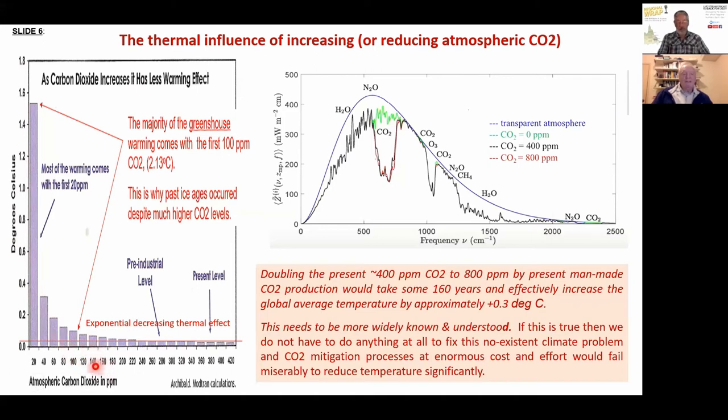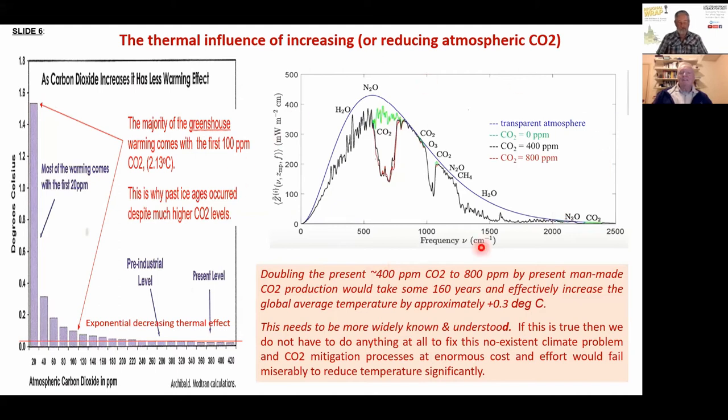Well, if it gets below 150 ppm, all plants will die. So if it gets below where the mouse is there, basically, we will kill all vegetation. There won't be enough CO2 for plants to gather together to form their own cellular structure and produce a healthy vegetation.